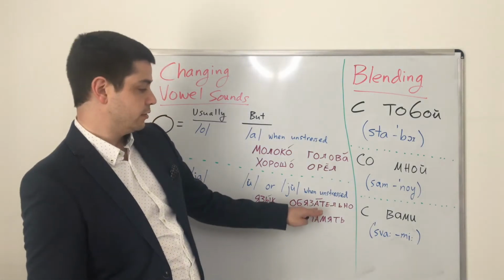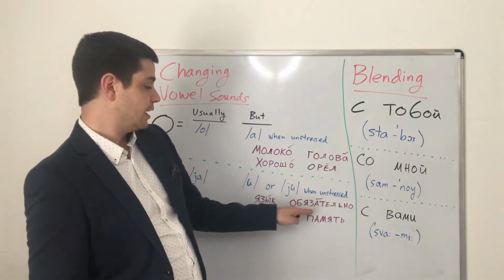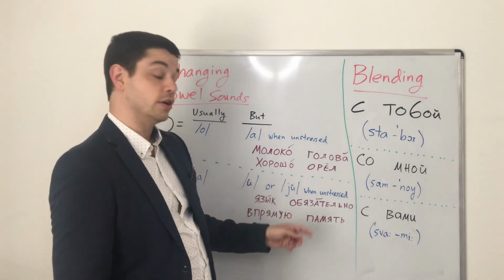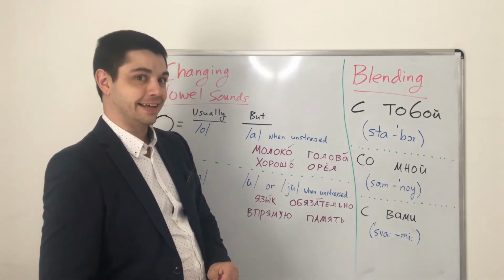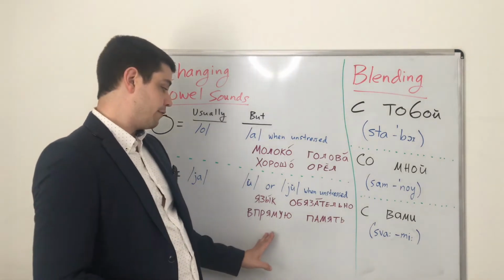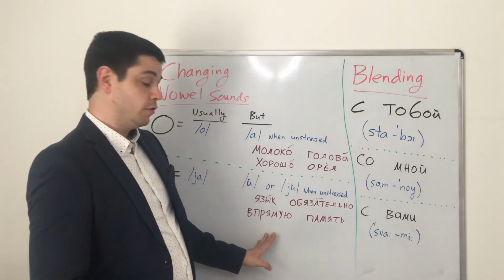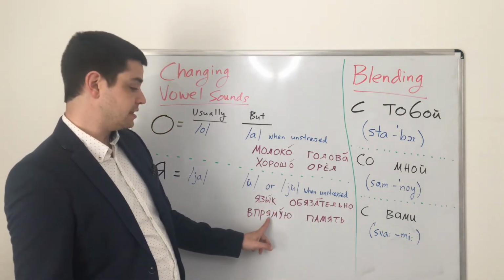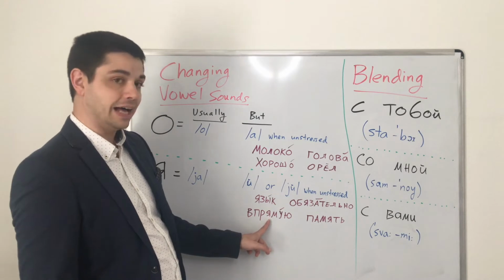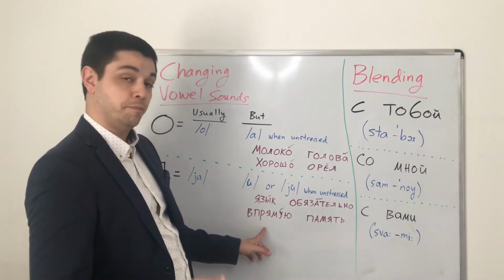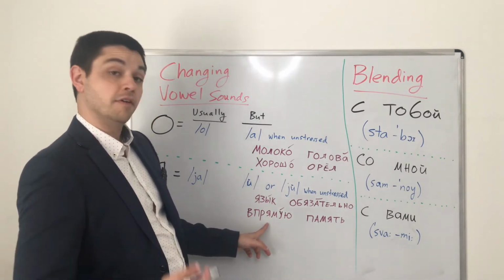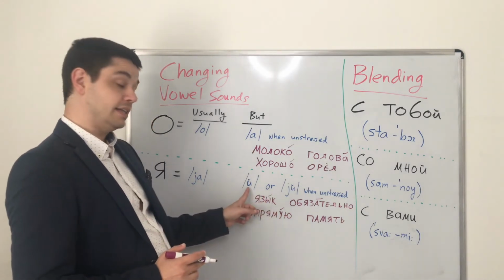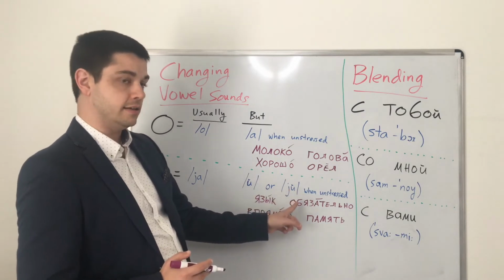обязательно, right? Here the stress is on a, and at the beginning of the word, and at the end of the word, it's a, but we write o, right? Обязательно. Next, we have впрямую, right? And so here again, because it's not stressed, ya does not sound like ya. It's not впрямую, right? It's something like a short e, or a yi.